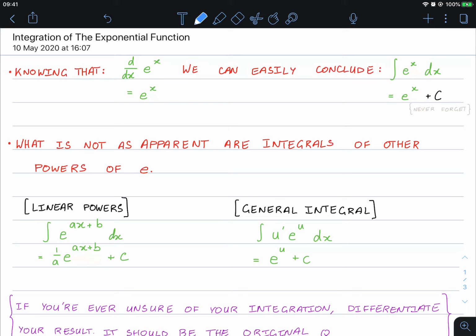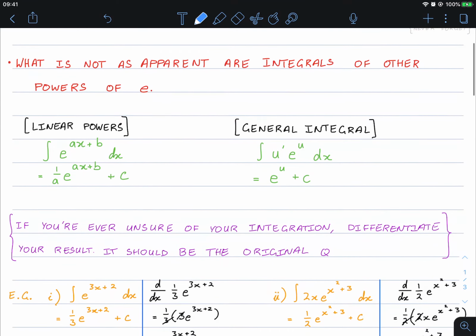Hello class, this is a video tutorial on the integration of the exponential function. Knowing that d/dx of e to the x equals itself, we can easily conclude that the integral of e to the x is itself plus c. What is not apparent are integrals of other powers of e.